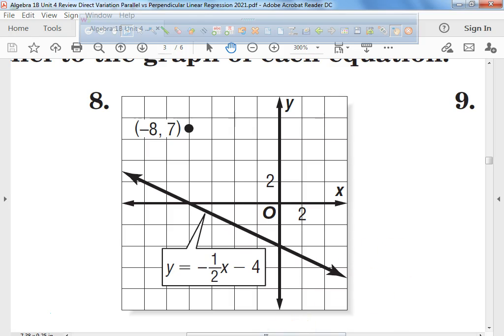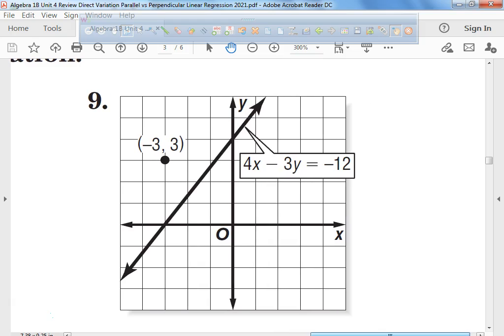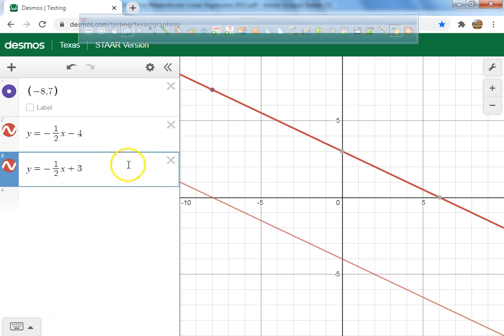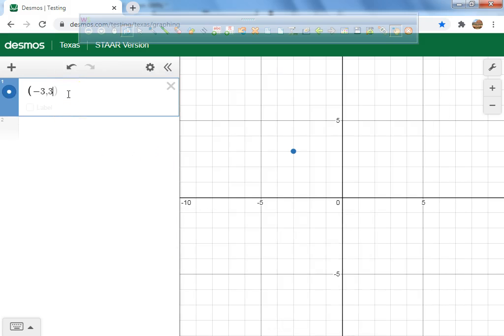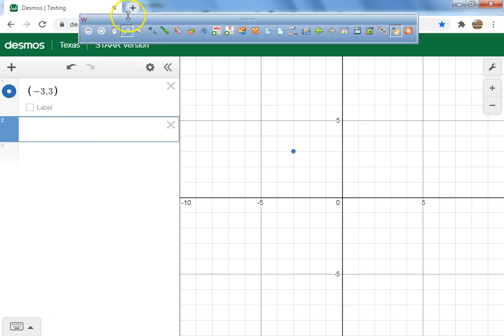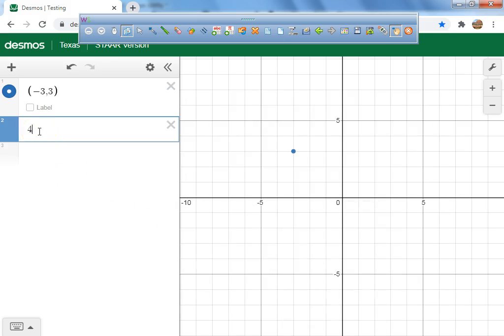All right, one more and we're done with all parallel lines. Okay? This is your third and your last example. Now listen. Do you guys see this equation right here? Watch what happens when we go to Desmos. I'm going to clear everything out. Okay? Let's go back and take a look. -3, +3 works. So -3, comma, positive 3. We can plot that. But look what happens when I'm in Desmos, Texas Instruments version. When I type in 4x minus 3y equals -12. Ready? 4x minus 3y equals -12. Can you guys see how this does not graph it?